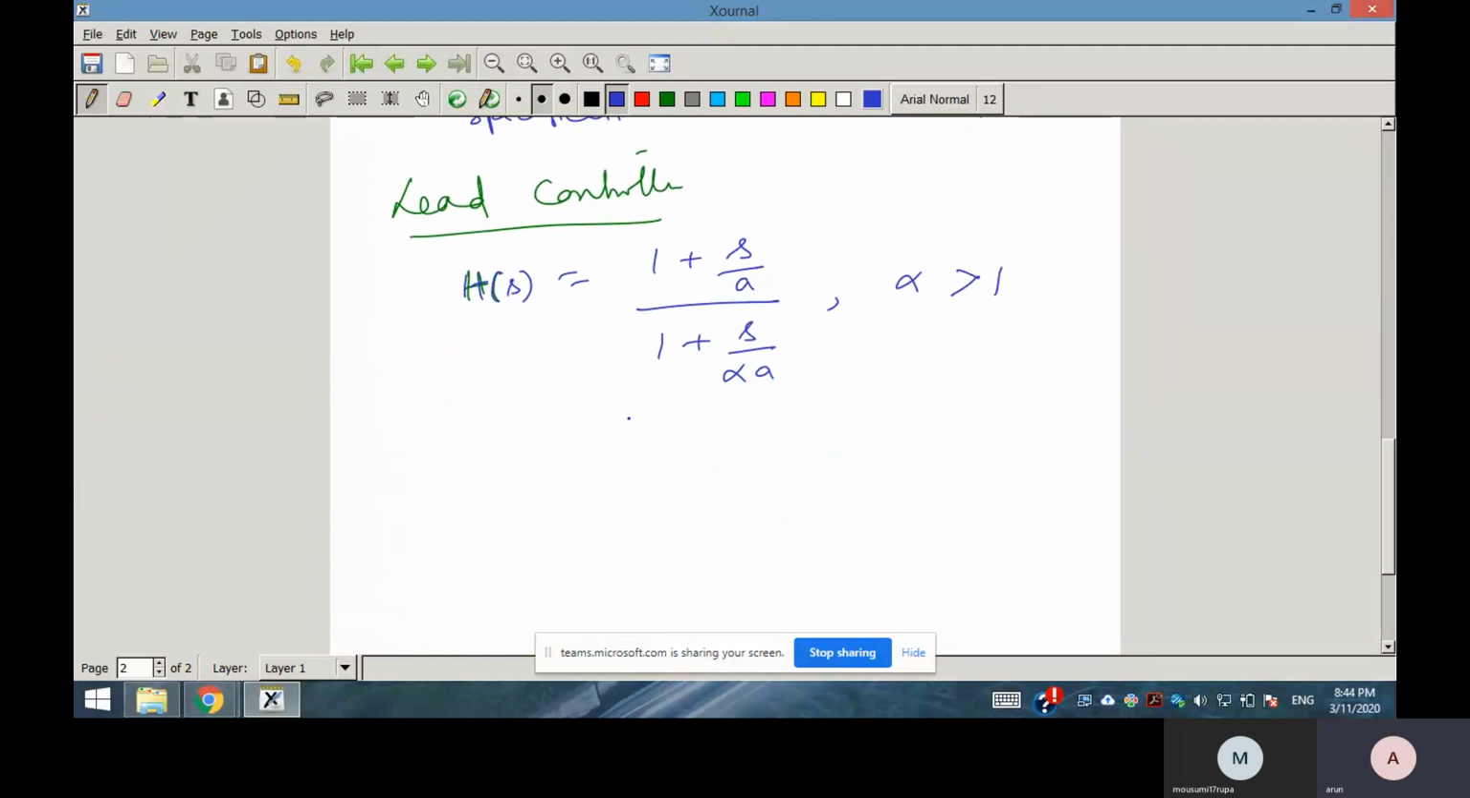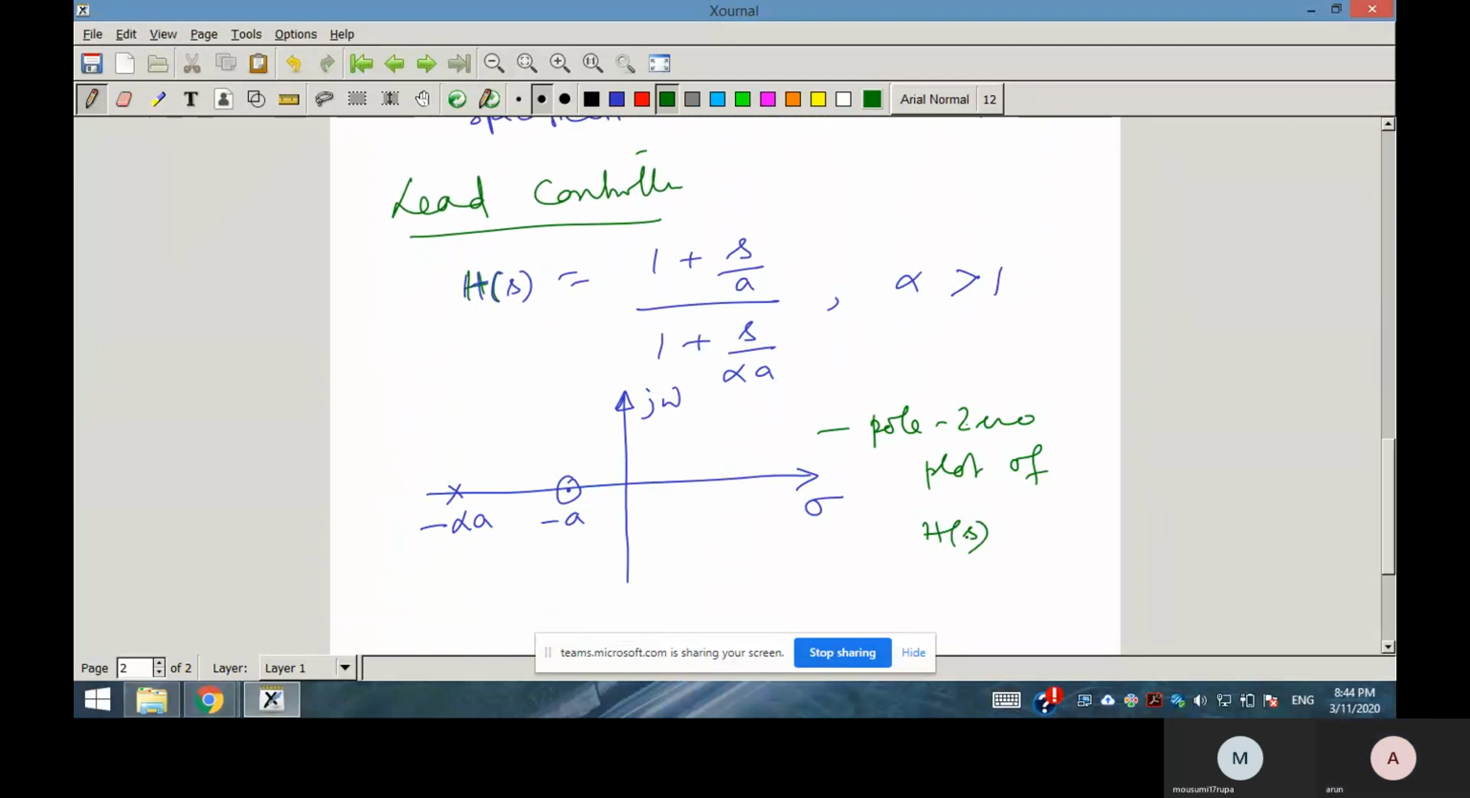So what is the pole-zero plot of this controller? You can easily see that, suppose this is sigma, this is j omega. This will be your zero location, say minus a, and as alpha is greater than 1, the pole will lie away from the zero location. So this is your minus alpha a. This is the pole-zero plot of H(s).